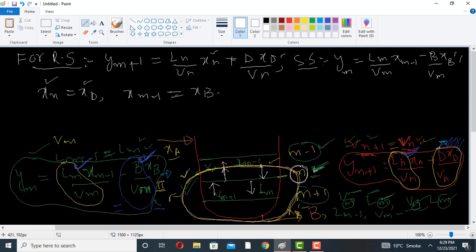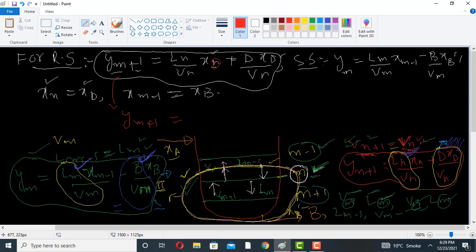So when xn is equal to xD in this equation, what will be yn plus 1? If we write xD in place of xn, what will happen? This equation will become yn plus 1 equal to (Ln xD plus D xD) divided by Vn. This xD will come out, so it becomes (Ln plus D) divided by Vn times xD, and this is equal to yn plus 1.